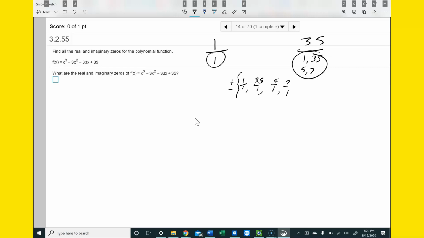And so what we do with synthetic division is put 1, negative 3, negative 33, and 35 in the box, and we try these values outside the box to see which one works.